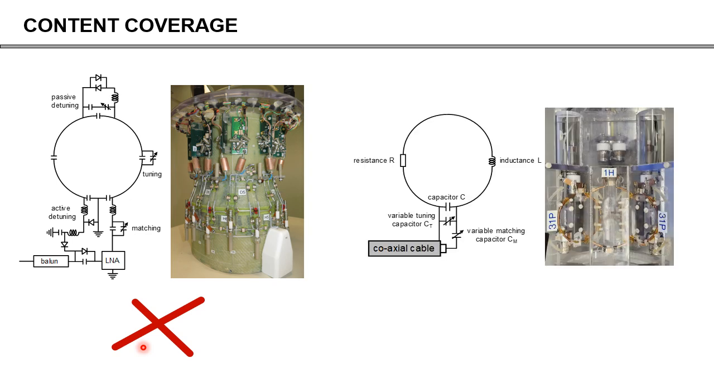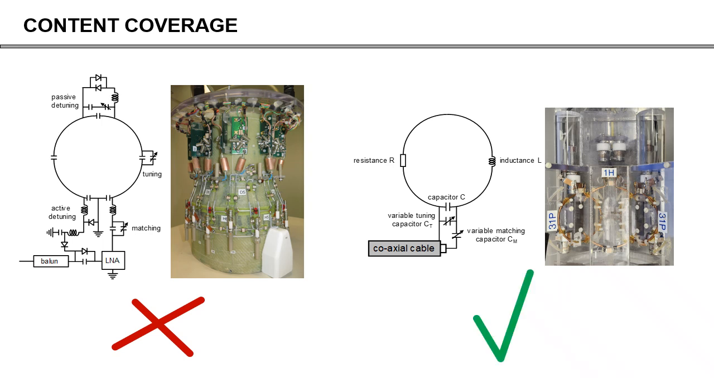What we are going to talk about is the simplest coil possible, which is basically a surface coil, which has a few variable capacitors, a few fixed capacitors, and in reality it also looks like a very simple loop, as shown here for the proton nucleus right over there. So this is what we're going to focus on.